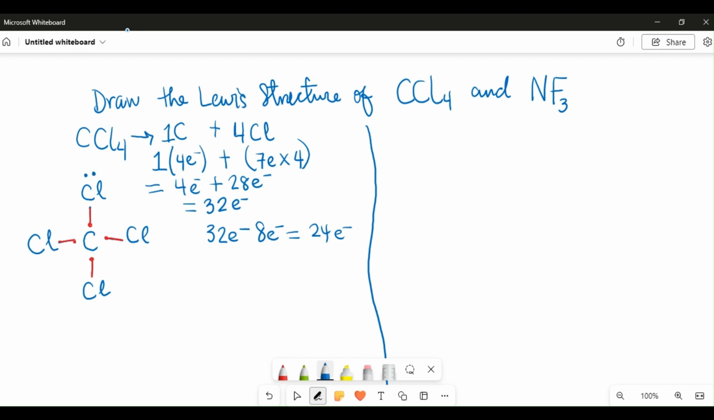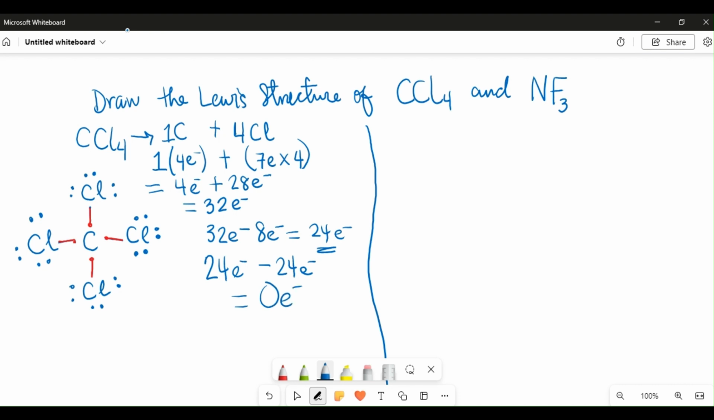So you've got 1, 2, 3, 4, 5, 6, 7, 8, 9, 10, 11, 12, 13, 14, 15, 16, 17, 18, 19, 20, 21, 22, 23, 24. We've got 24 electrons added as lone pairs. We had 24 electrons left before, so 24 electrons minus 24 electrons, which is the electrons we added as lone pairs, gives us 0.